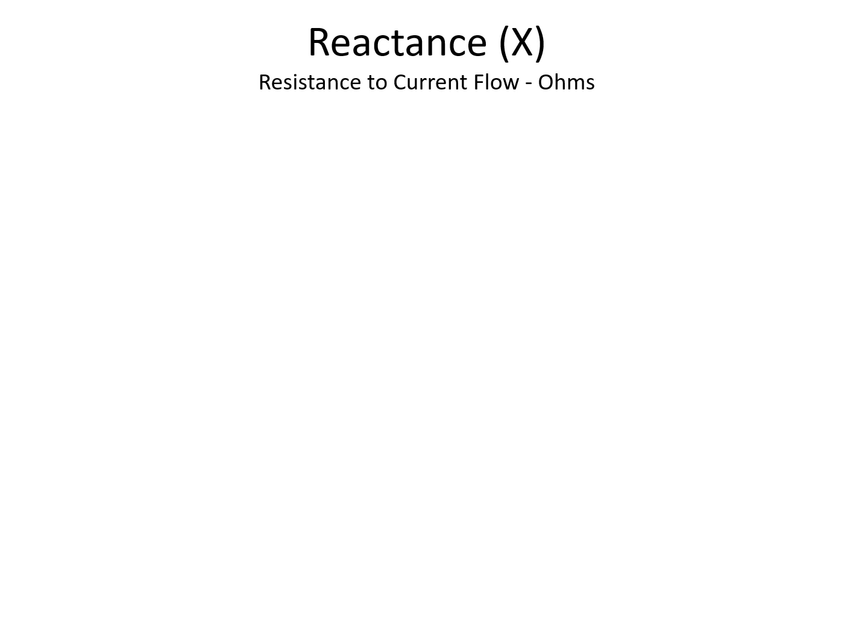So now we're going to take a look at reactance, and the symbol that's normally used for reactance is an X, whereas resistance is usually an R. And just like resistance, reactance is also a resistance to current flow, and it's measured in ohms.